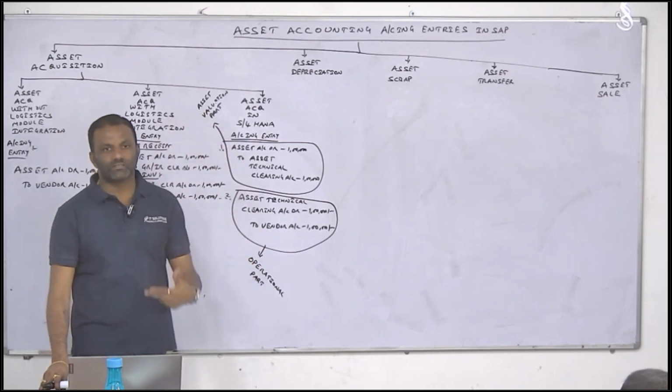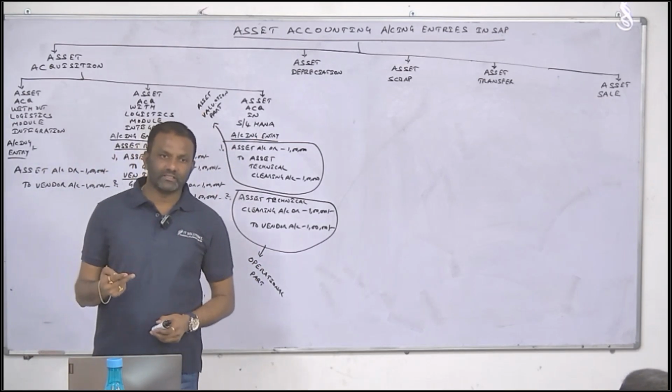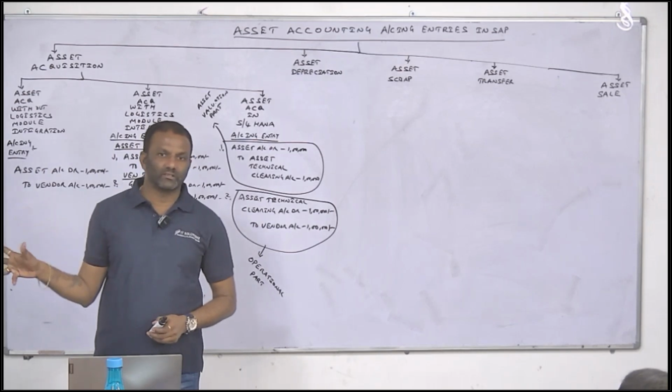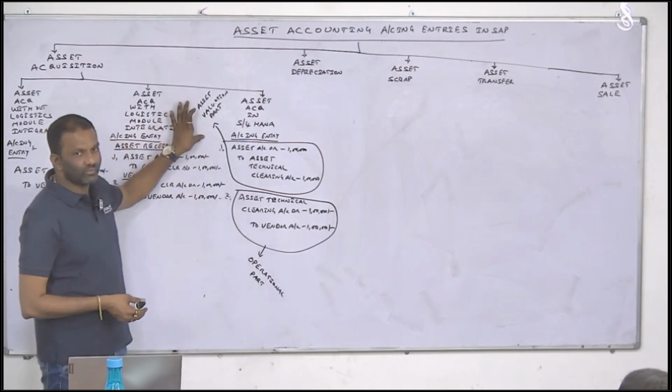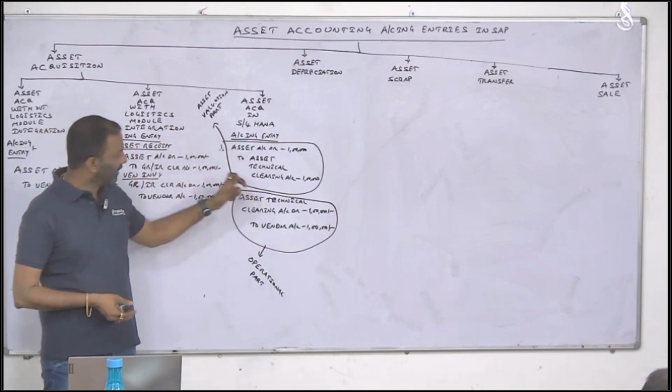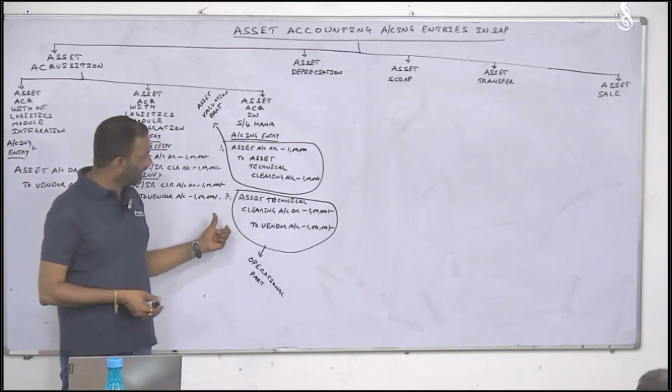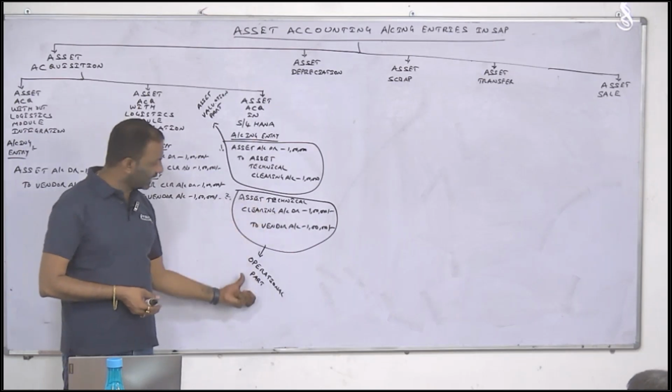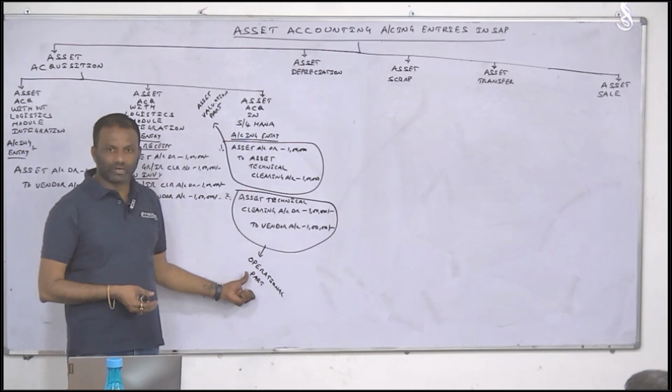We have 2 parts. We have 2 entries in S4HANA for asset acquisition. The first one is the asset valuation part. What is the accounting entry? Asset account debit to asset technical clearing. Then what is the second entry? Asset technical clearing account to vendor account. The second part we call as operation. Okay, hope you got me.